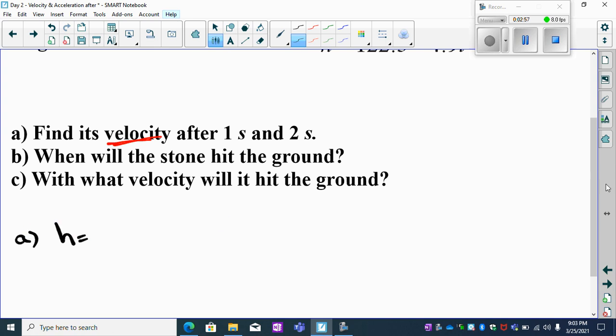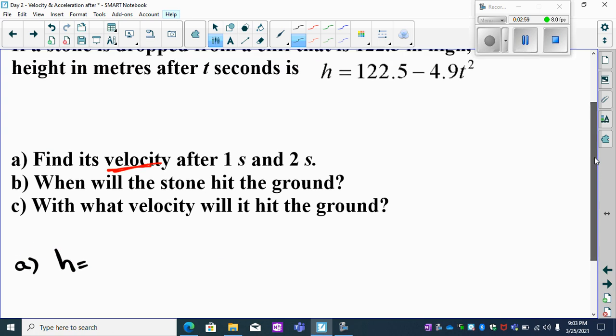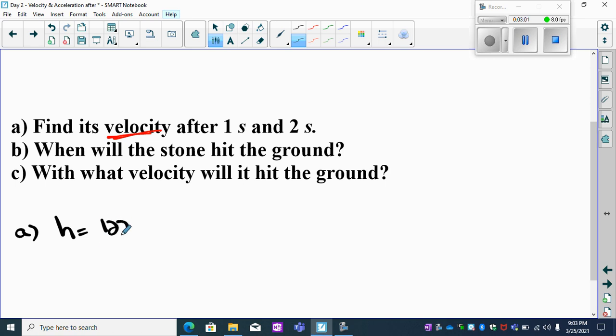H equals 122.5 minus 4.9 t squared. H prime, or v, is going to equal the derivative of a constant, 122.5 would be 0. The derivative of negative 4.9 t squared would be negative 9.8 t.